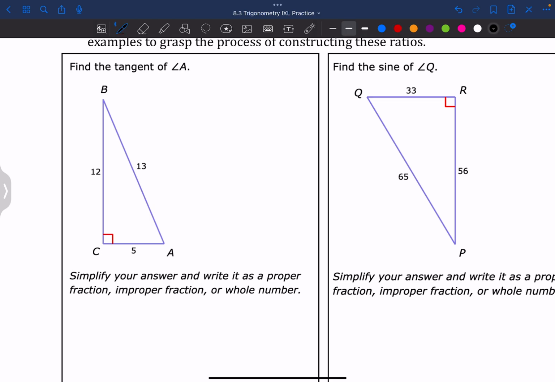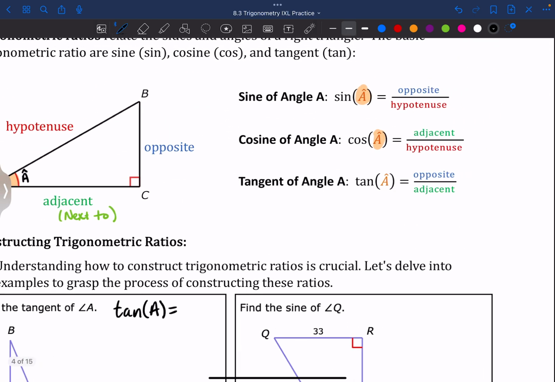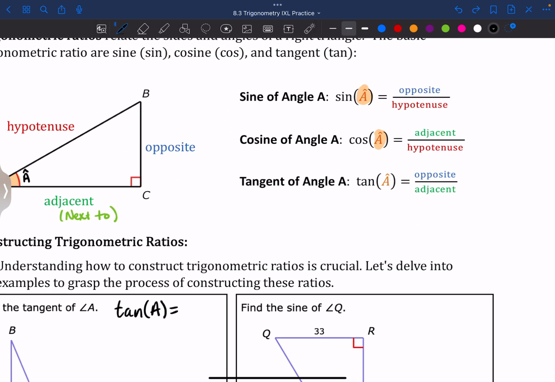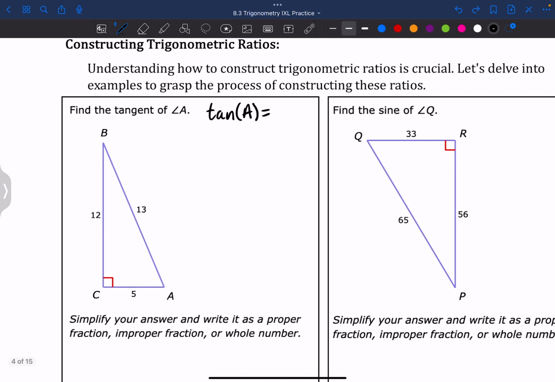So what is that going to look like? Well, we're looking for tan of angle A. If we look up here, tan of angle A is this one. We're looking for the opposite and the adjacent. So let's go over here. I'm looking for opposite over adjacent. So we need a label. The first thing we need to do is label our triangle. Okay, our right triangle. Find the opposite and adjacent and just make the fraction. That's all we're doing when we're constructing. We're practicing constructing this trig ratio.